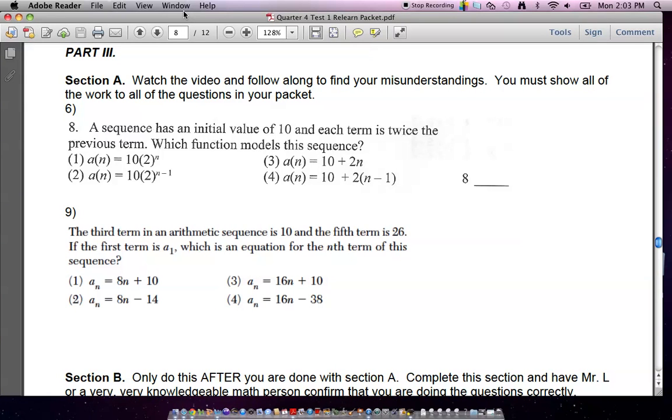3 from the test and from the Relearn packet. And part 3 is very simple. It's 2 straightforward questions, all about sequences. So, without any further ado, let's check them out.